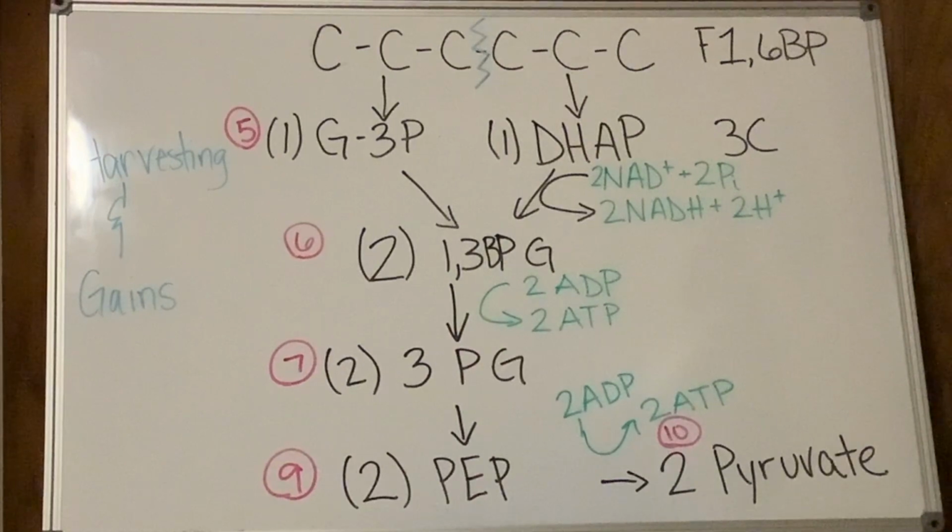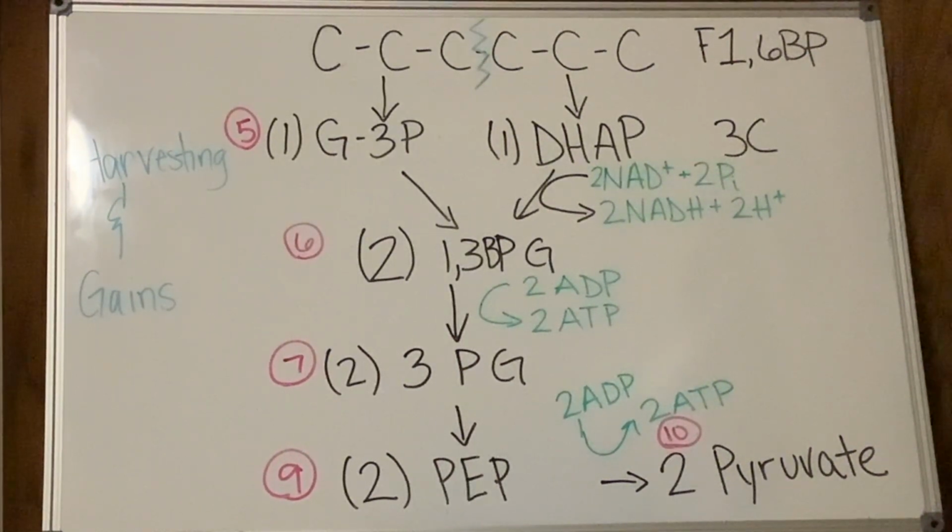The important components to remember in this harvesting and gain site is that the one 6-carbon molecule of glucose is eventually converted down into 2 3-carbon molecules. And here on out, we're talking about 2 molecules instead of 1.